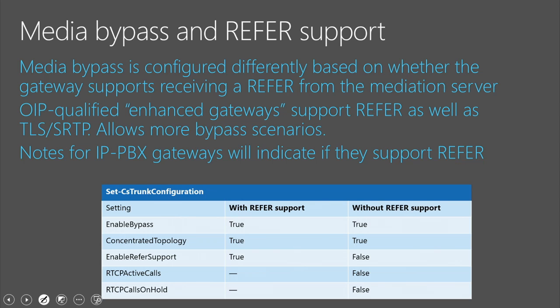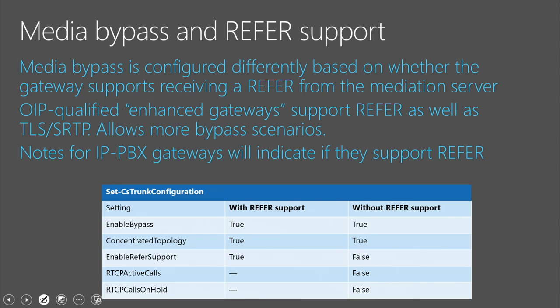That's okay. So if the gateway supports receiving a refer from us, we'll actually have bypass in more situations, in more scenarios. The way you know if a gateway can receive a refer from us is if it's qualified as an enhanced gateway. If you look on the Open Interoperability Program website, you'll see some gateways are listed as basic gateways and some are enhanced. Enhanced gateways can receive a refer from us. We can do TLS and SRTP to them so we can keep the media encrypted.